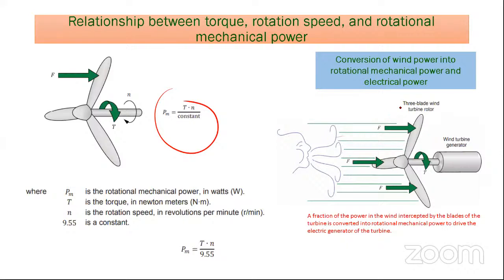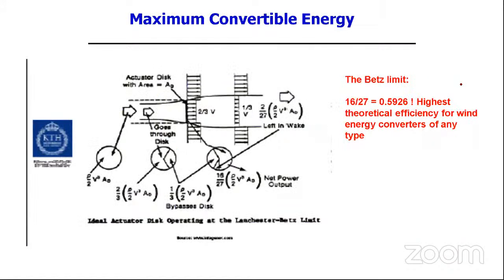See, the wind is blowing here. The fraction of the wind intercepted by the blade of the turbine is converted into rotary motion, rotational mechanical power to drive the electric generator. Here the mechanical power is the torque. Right. The maximum conversion efficiency is only 59.23%. Only 59.23% you can extract from the wind.